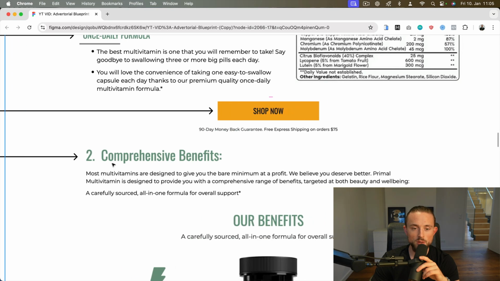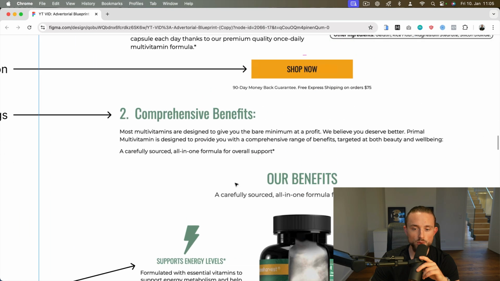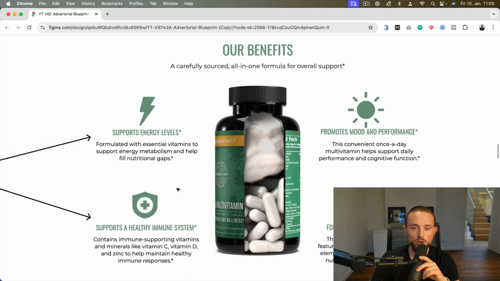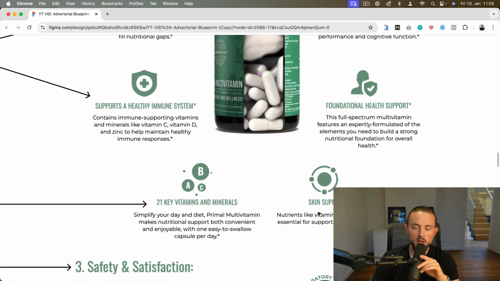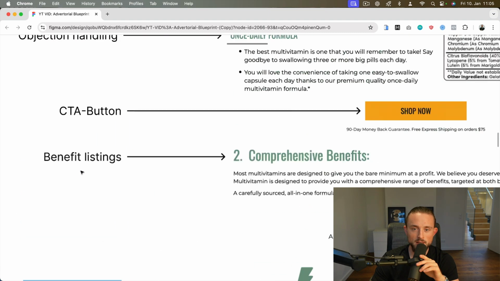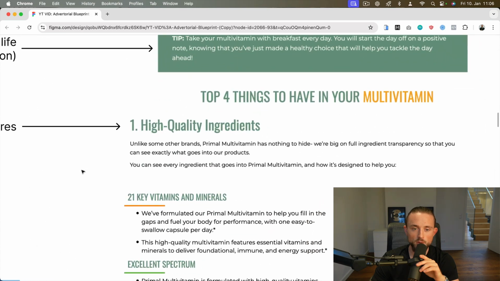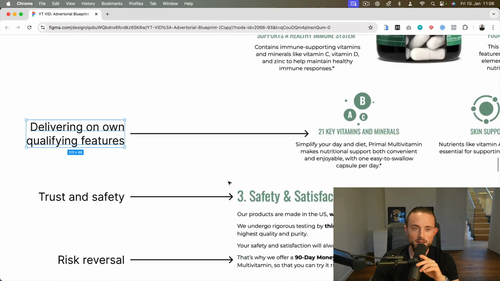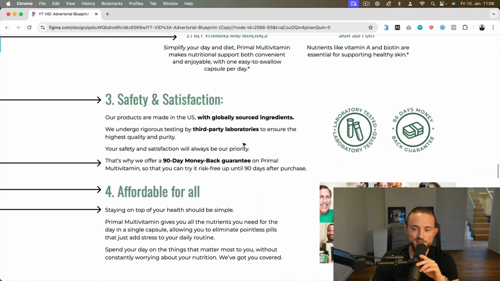Then secondly, we talk about comprehensive benefits. Again, we want to list the benefits and we really want to break down what's inside of here and also what it does, right? Supports energy levels, promotes mood, foundational health support, and it supports a healthy immune system. It supports skin, and it has, again, the 21 key vitamins and minerals. So as you can see here in the beginning, we said, what do they need, right? And then we qualify ourselves on these features.